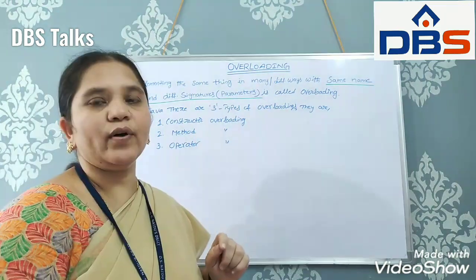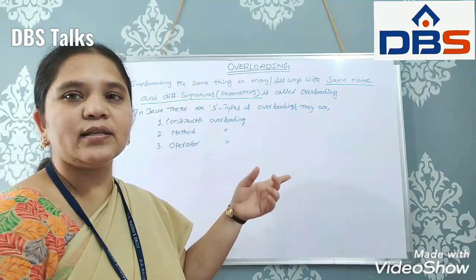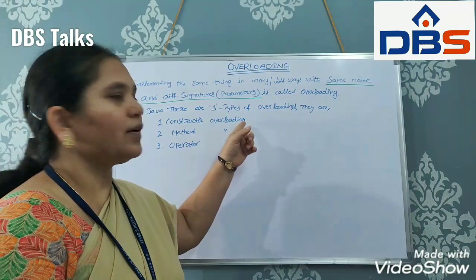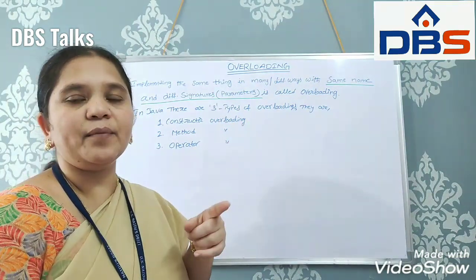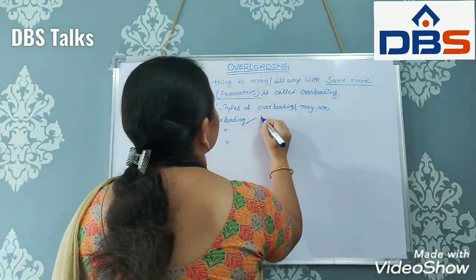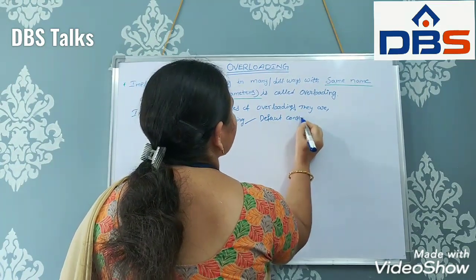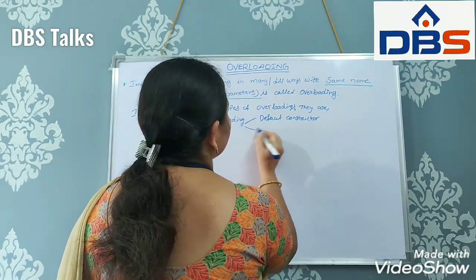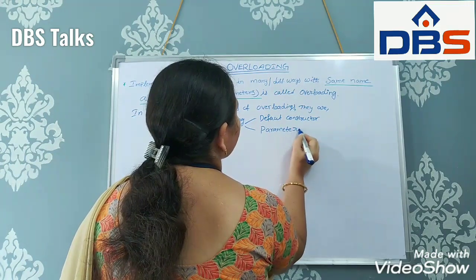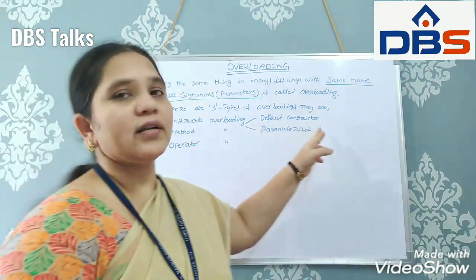So what is constructor overloading? The constructor is used for initializing the objects. That is called constructor overloading. We are using two types of constructor overloadings. How many types? Two types. What are those? Do you remember? Default constructors, and second one parameterized constructors.